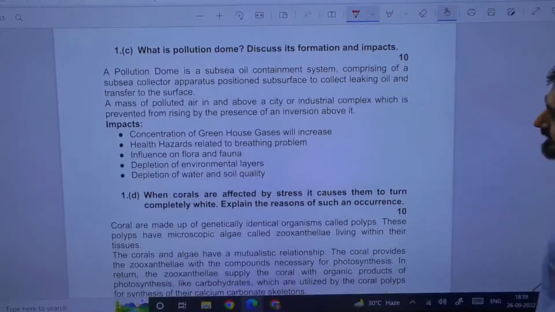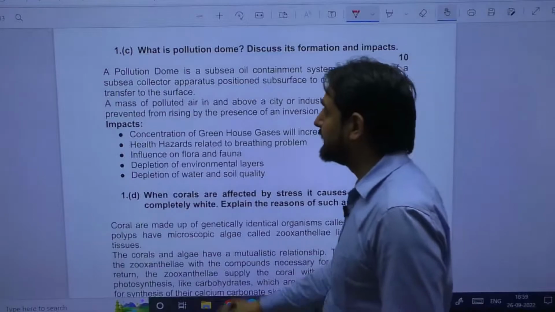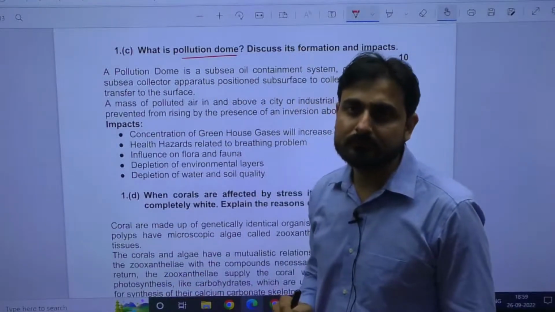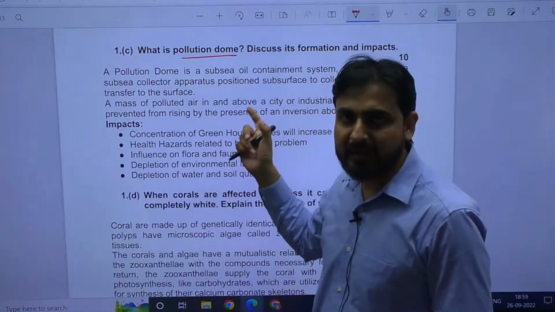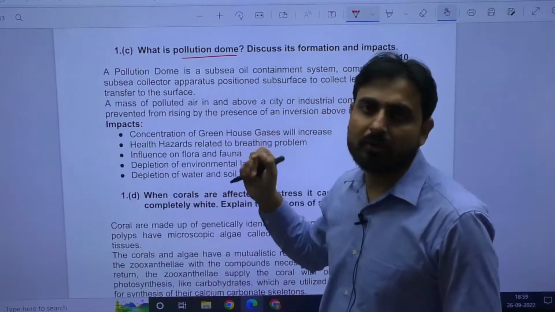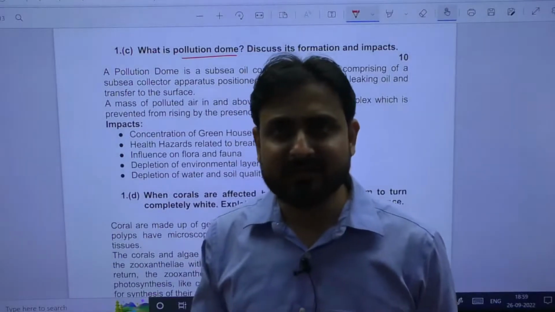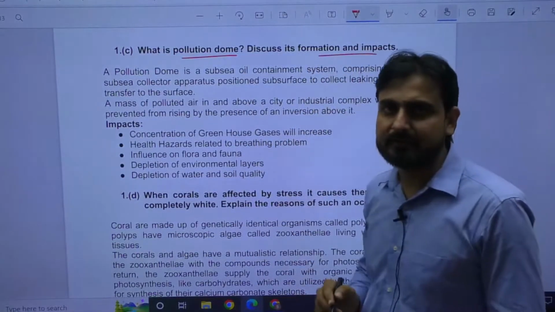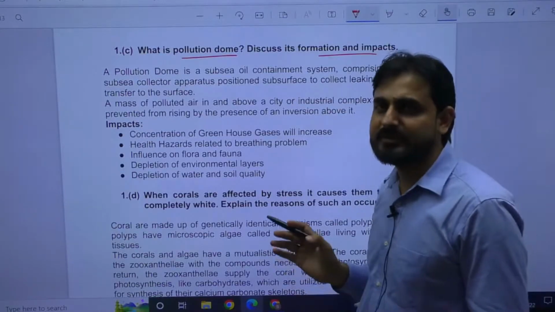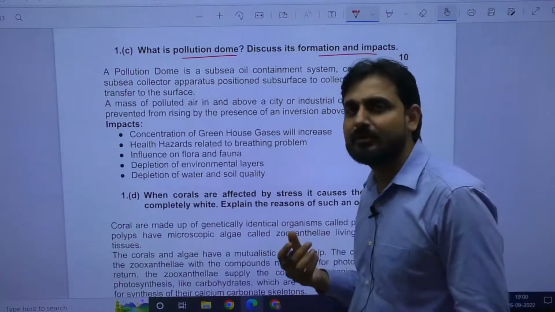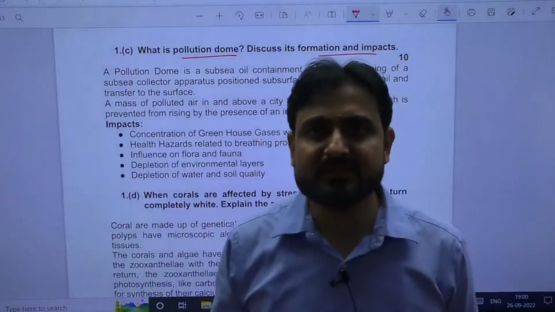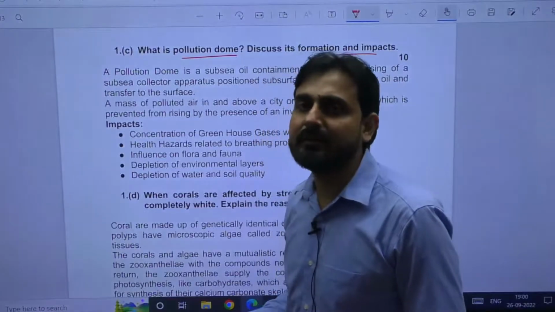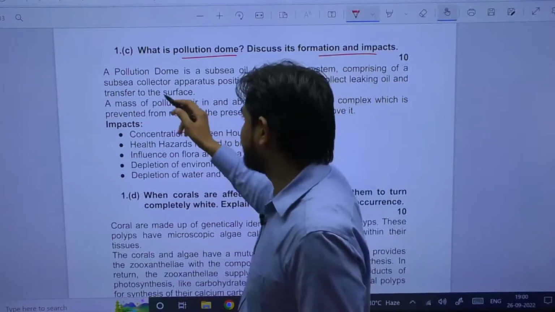To do more exercise. Then the third question is about the pollution dome. Pollution dome may be at ocean or maybe at land surface. So pollution dome, discuss its formation and impact. We have noticed a lot of news over the pollution dome and the pollution problem that is generally created during the winter time over the land, or by oil spills.